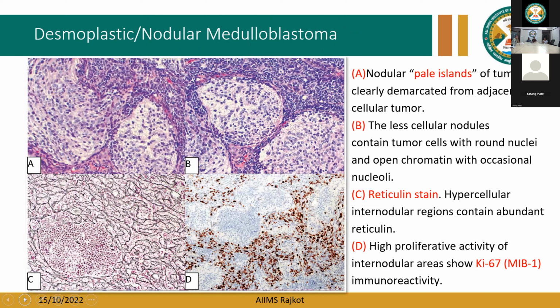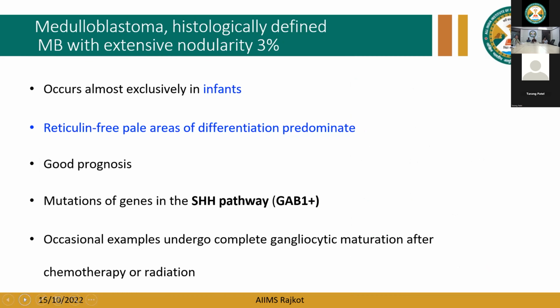This is the morphology. As you can see, there are nodular pale islands, and there will be internodular hypercellular areas. The hypercellular internodular areas will contain abundant reticulin, and these areas will have high Ki67, that is the MIB1 index.